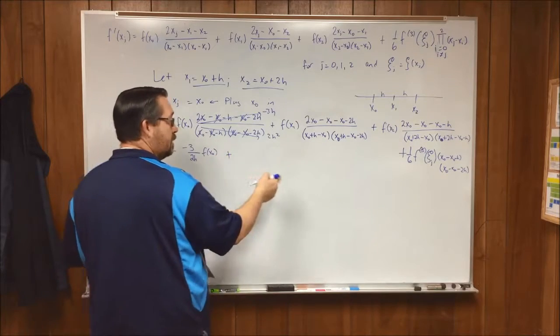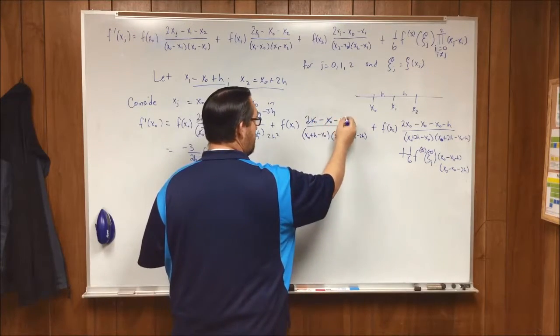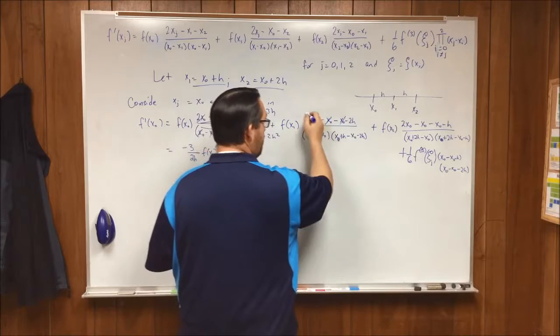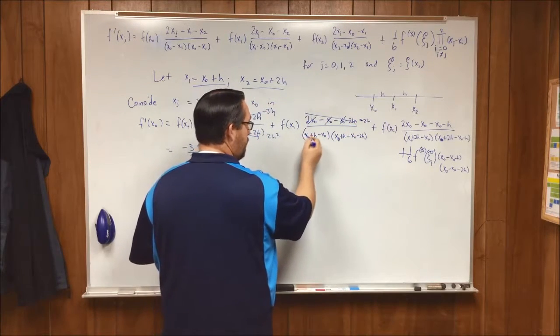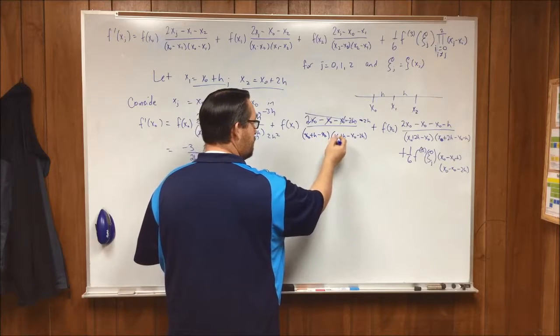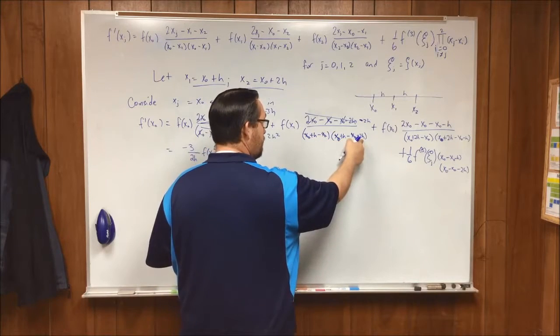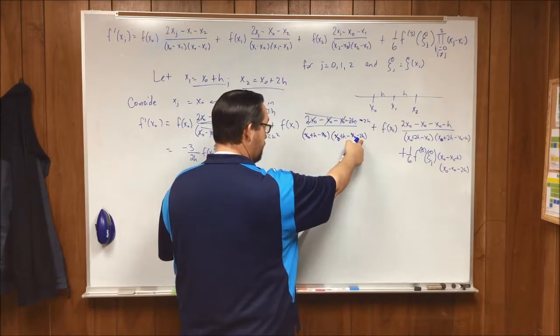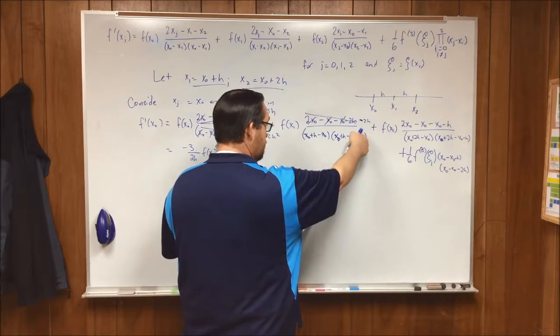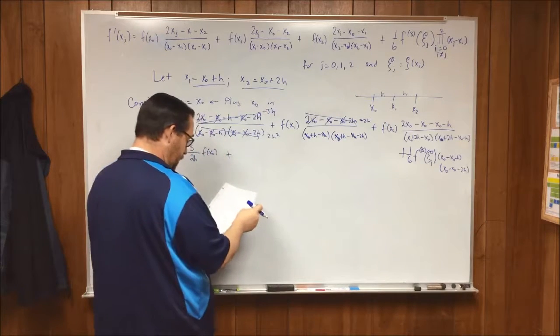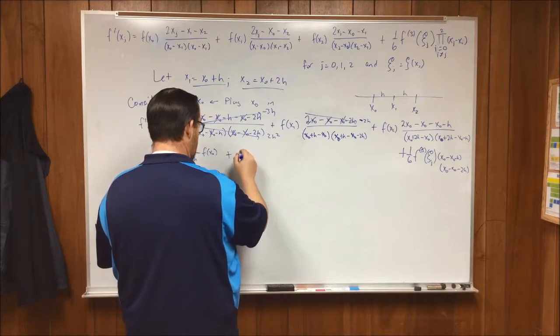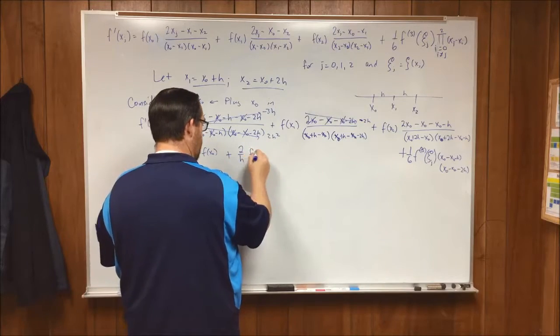plus, okay, this one, the x naught's again gone, so you get a minus 2h on top. This is gone, so that's h, this is gone, so that's minus h, right? So the minus over the minus cancel, the h over the h squared cancel, and what you're left with is just a 2 over h f of x1.